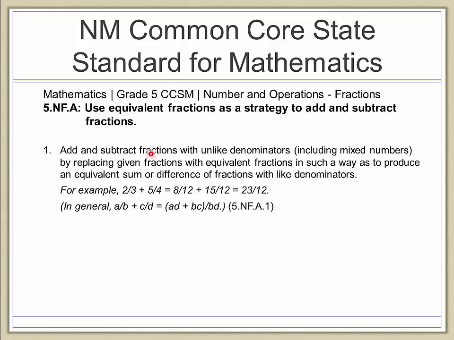5.NF.A.1 is adding and subtracting fractions with unlike denominators, including mixed numbers, by replacing given fractions with equivalent fractions in such a way as to produce an equivalent sum or difference of fractions with like denominators. For example, 2/3 plus 5/4 will convert the 2/3 to 8/12, the 5/4 to 15/12, and add the like units now, twelfths. 8 plus 15 is 23/12.